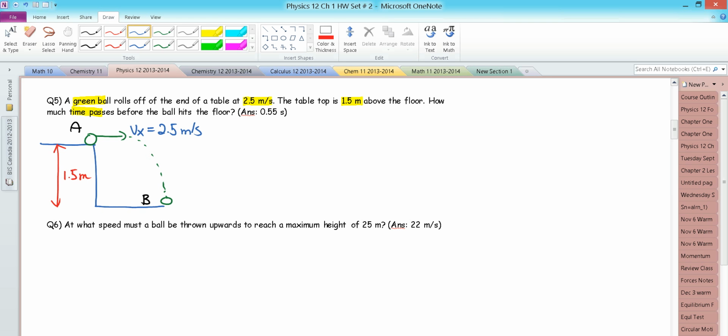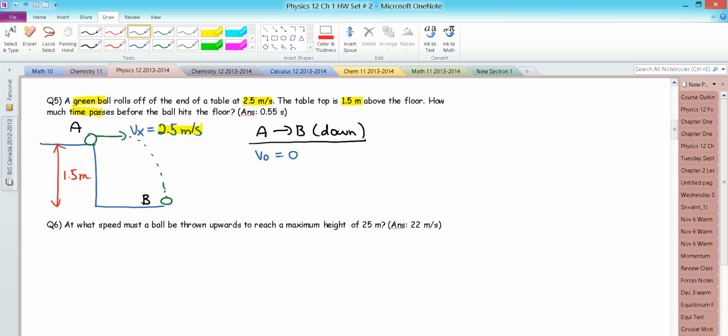Now, the Vx, which is 2.5 meters per second, is actually not important for this problem because we're essentially going from position A to position B, which means we're going in the downward direction. So from A to B, we are going down. To approach this kind of problem, you need to visualize it. At position A, it's like you're holding the ball and you're letting the ball go. While you're holding the ball, the initial speed is going to be 0.